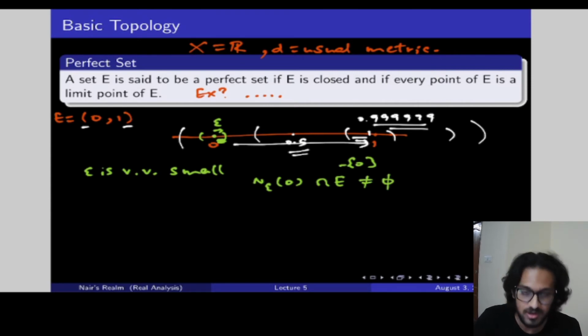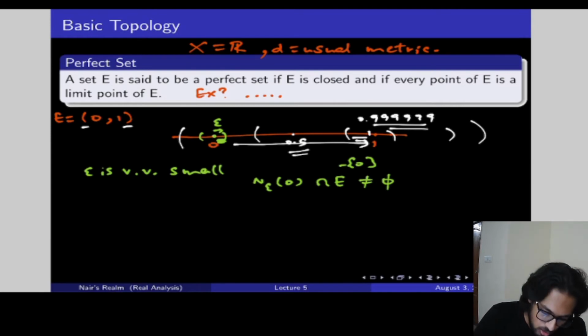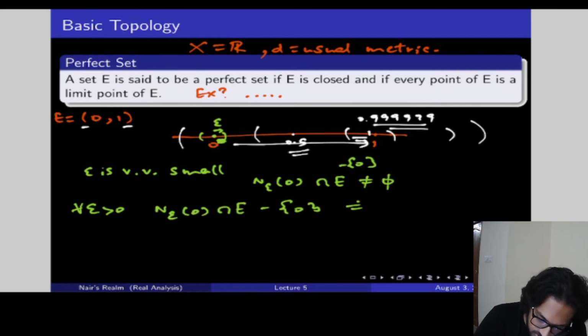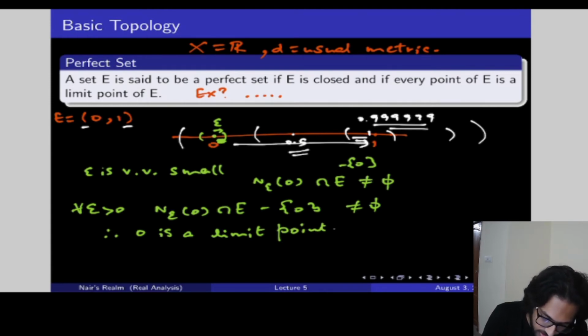But even if I do that, it will still be always non-empty. So basically, for all epsilon greater than 0, the neighborhood N epsilon of 0 intersection E minus 0 will be non-empty. Therefore, 0 is a limit point. And this is the important thing to remember for a limit point.